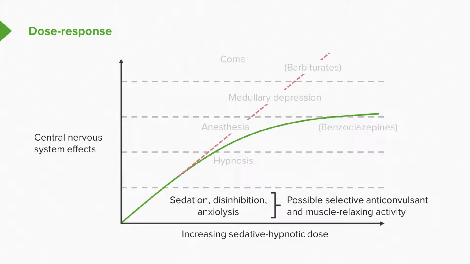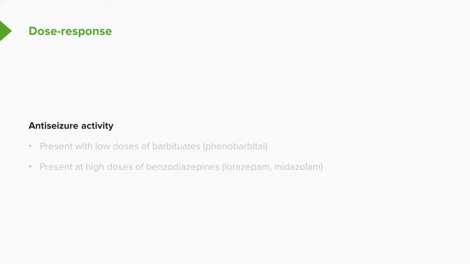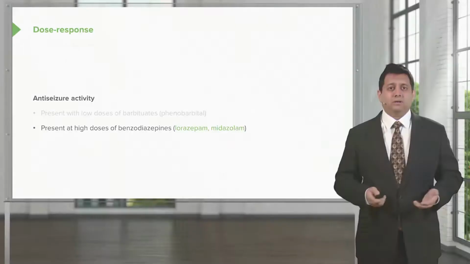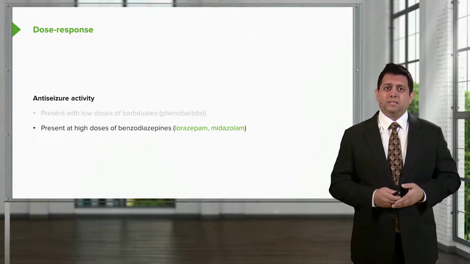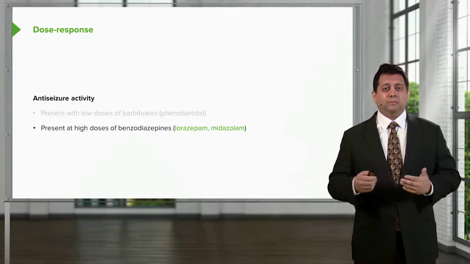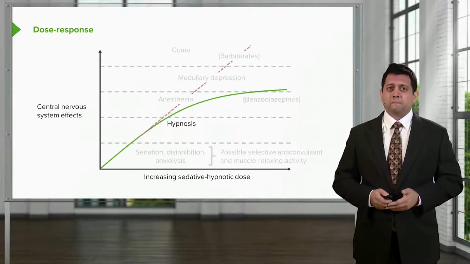Going back to our curve, let's talk a little bit more about anti-seizure activity. Anti-seizure activity is present with both your benzodiazepines and your barbiturates. It's present at very low levels of barbiturates, like phenobarbital, as I mentioned before, and it's present at higher doses of the benzodiazepines, like lorazepam and midazolam.